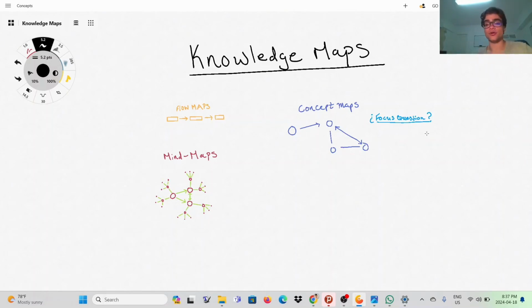All right. So there are three different types we're going to look at. We're going to look at flow maps, concept maps, and mind maps. Now, before I do that, I do want to explain a little bit about why knowledge maps are so useful. So let's quickly get there.